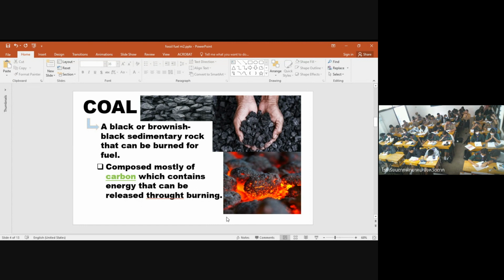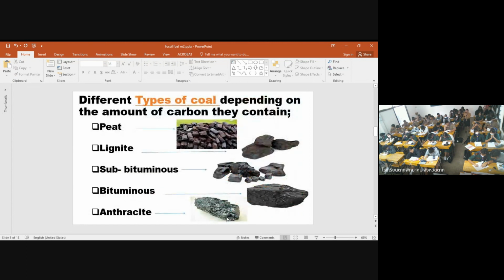In coal, we have different types depending on the amount of carbon they contain. So we have your peat, your lignite, your sub-bituminous, bituminous, and your anthracite. These are the five types of coal. First, we have your peat.